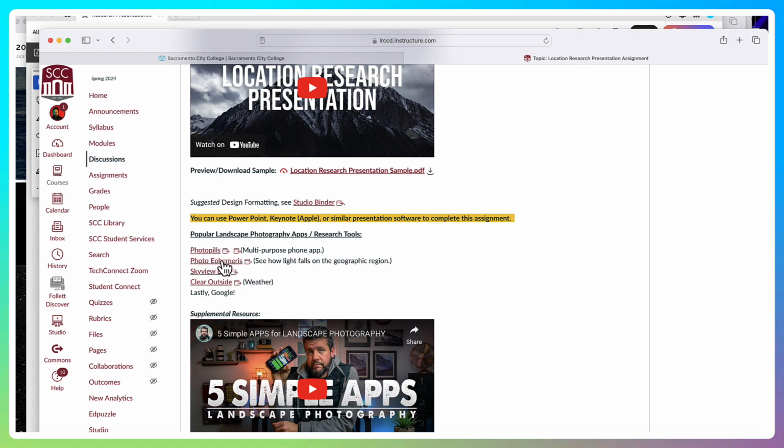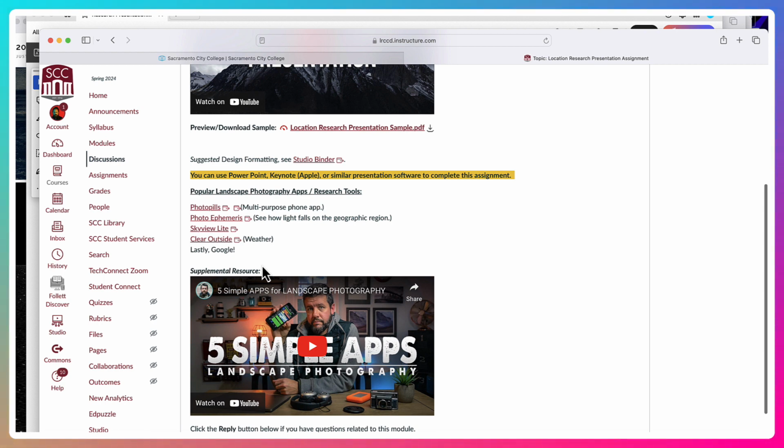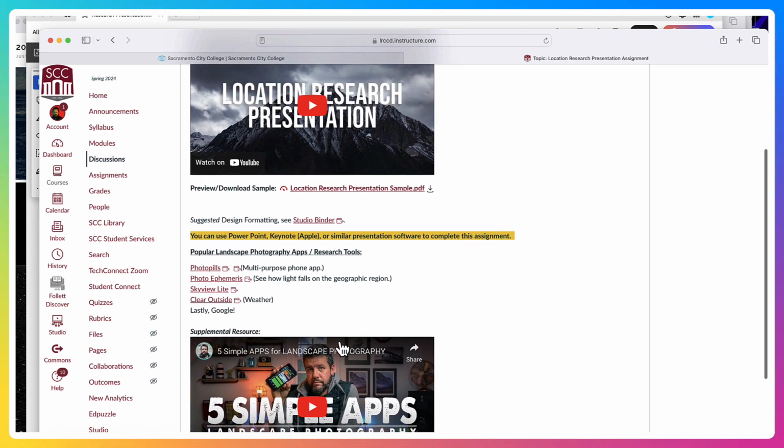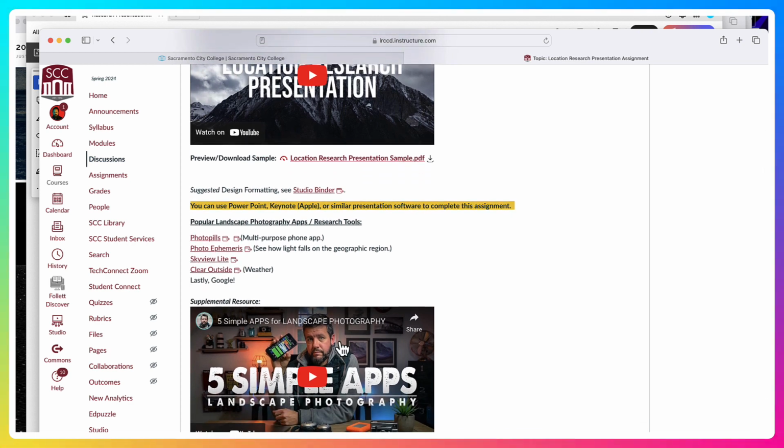There's also Photo Ephemeris. Skyview Lite, I believe, is a free application. And then if you want to further research weather conditions, here's a link to a site called Clear Outside. There are all sorts of applications and tools that you can utilize. There's also a supplemental video here that we've posted that mentions some of these apps. Okay, so again, just some additional applications and tools that you can utilize with your research.